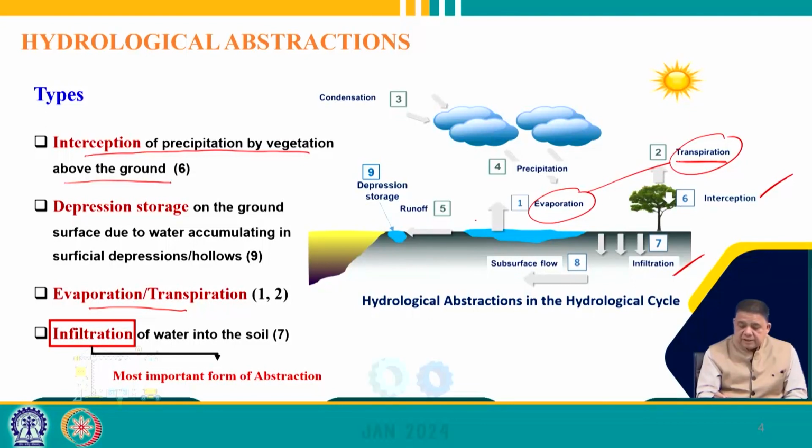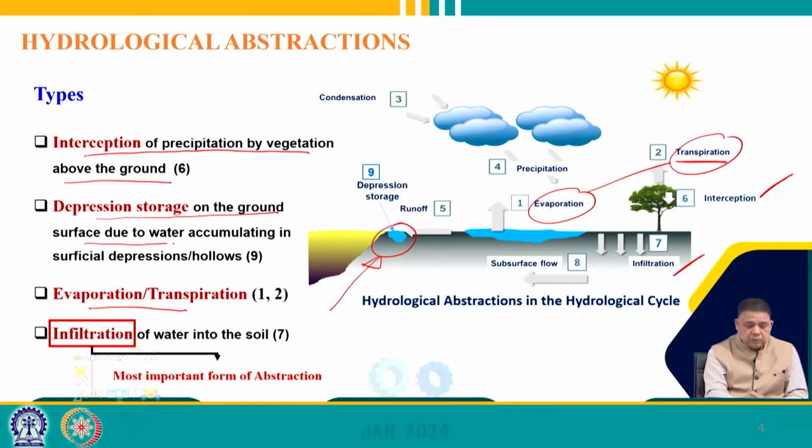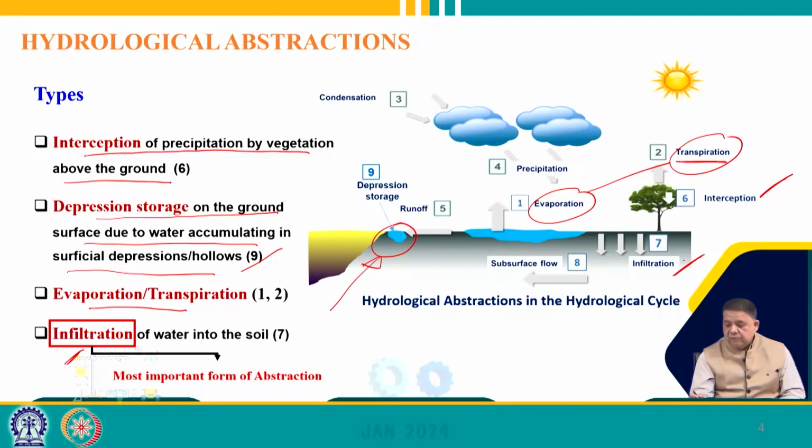Once runoff starts taking place on the surface, if there are hollows or potholes on the surface, then water gets stuck or stored in them, and that is depression storage. Depression storage on the ground surface, due to water accumulating in superficial depressions or hollows, is also an abstraction, and of course, the infiltration of water into the soil we already saw.